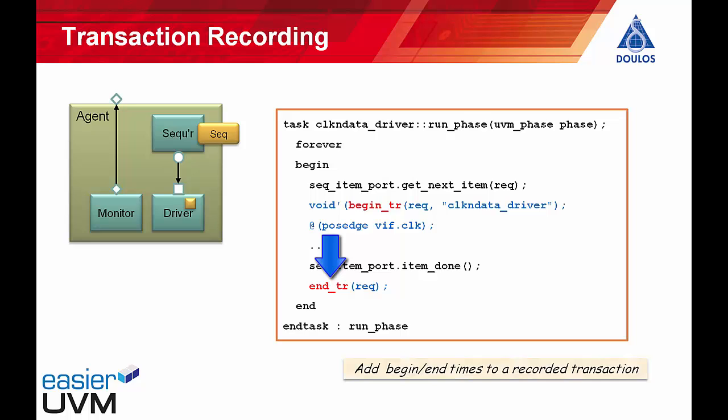And if you remember back a few slides ago, begin_tr and end_tr are actually methods of the UVM transaction class and also incidentally the UVM component class. So transaction recording occurs automatically within UVM, but as a refinement, we can add timestamps to the recorded transactions.